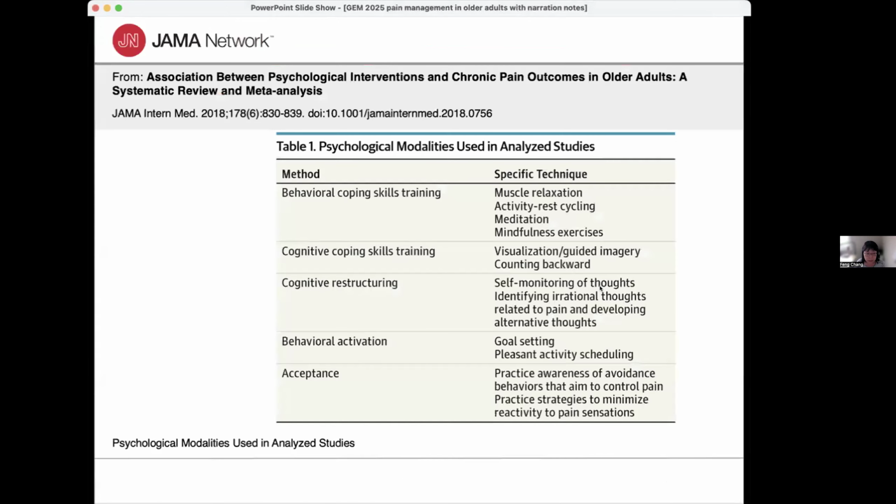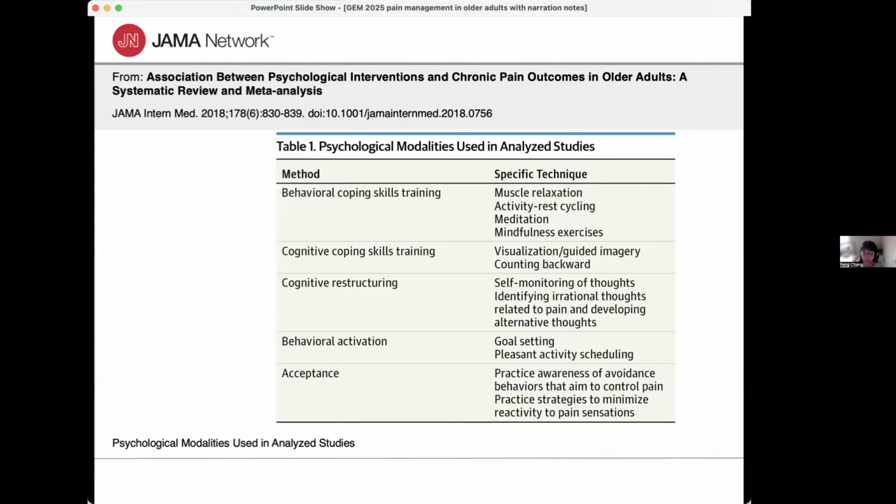This is a more detailed slide from this article. This is a meta-analysis that focuses on cognitive behavioral therapy. When we talk about cognitive behavioral therapy, we're talking about three components: patient education, behavioral skill training, and cognitive skill training. These can be delivered one-on-one or in a group. They can be online, over the telephone, or in person. So there's a lot of variety in this kind of literature.